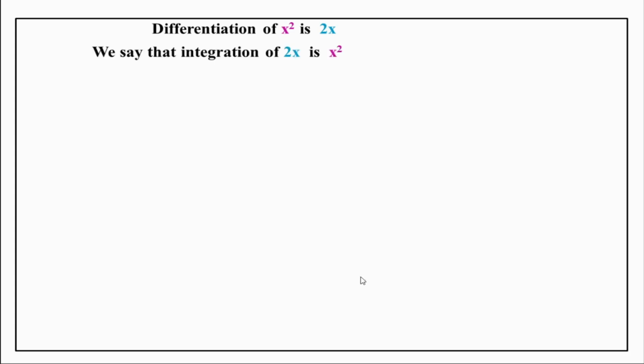Friends, let's see how to put all these things mathematically. As you all know, differentiation of x square is 2x, and we say integration of 2x is x square. Mathematically, we represent it as integration of 2x is equal to x square, and this elongated s is what we use for representing integration. And let's see what this dx and c are.